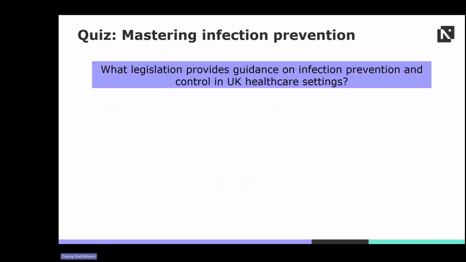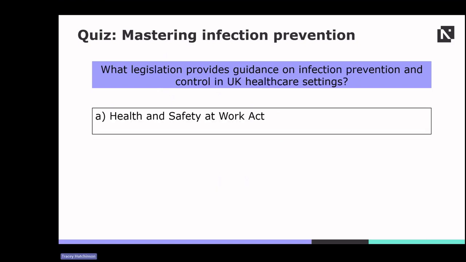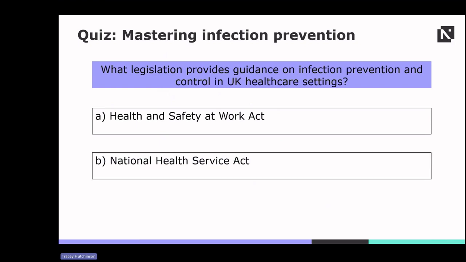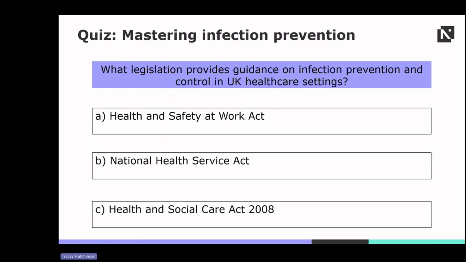Next, what legislation provides guidelines on infection prevention and control in UK healthcare settings? A, Health and Safety at Work Act, B, National Health Service Act, or C, Health and Social Care Act 2008. The answer is C, Health and Social Care Act.